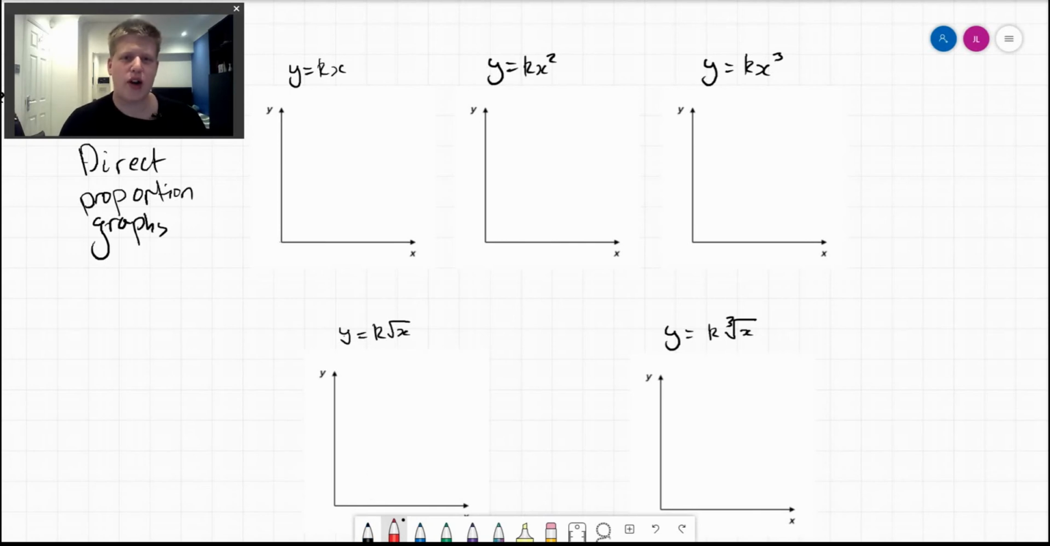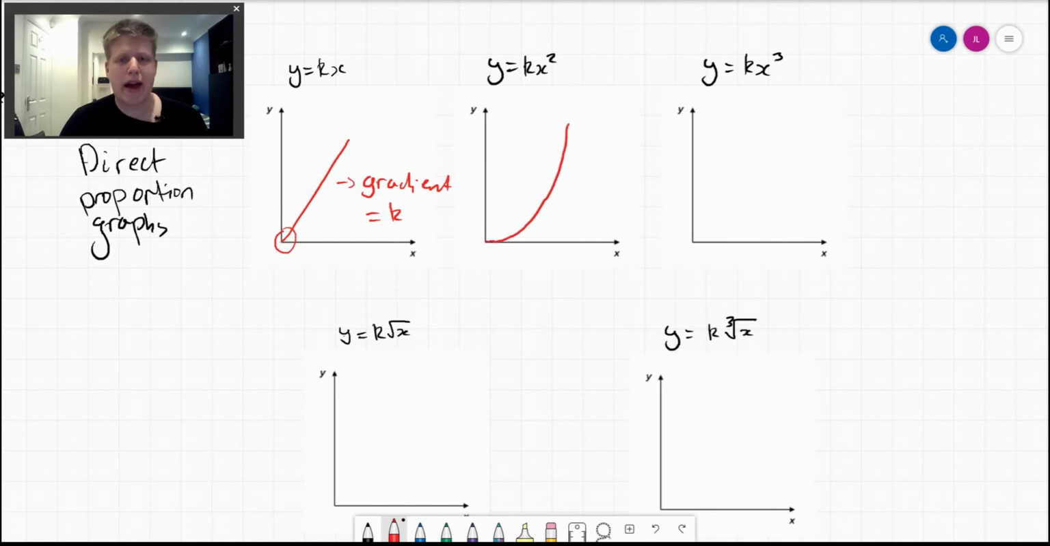The graph of y equals kx, like we did before, is just a straight line that goes through the origin, which is the point (0, 0). One thing you need to know here is that the gradient is equal to k. So the bigger k is, the steeper the line is. Moving on to the next curve, y equals kx squared is not a straight line. It actually goes up something like this.